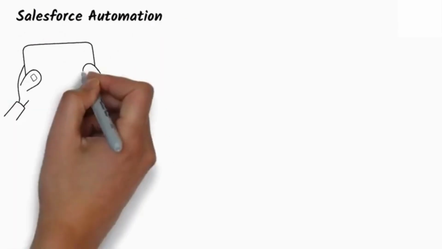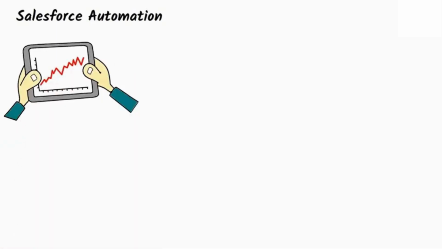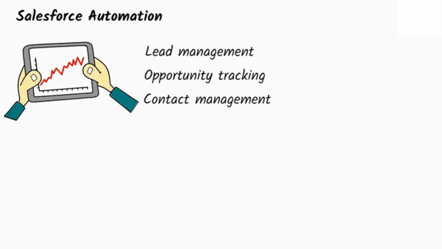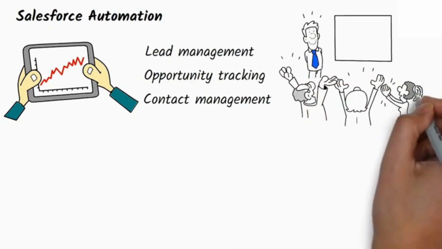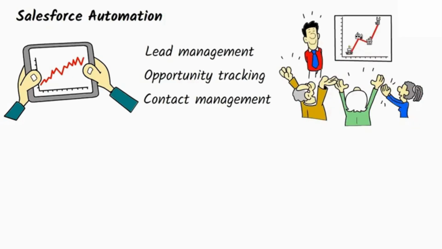Salesforce automation. This component of operational CRM streamlines sales processes by automating tasks such as lead management, opportunity tracking, and contact management. It helps sales teams efficiently manage their pipelines, close deals faster, and improve overall sales performance.